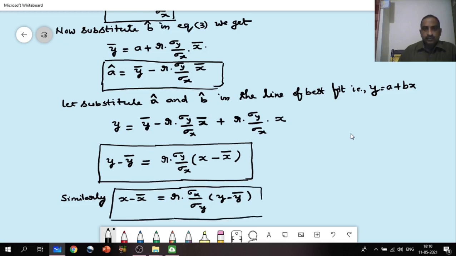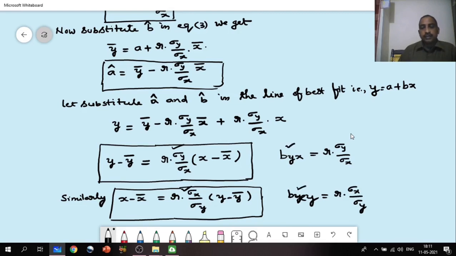So here you observe there are two coefficients. One is this, another one is this. So this is called the regression coefficient of y on x, indicated as byx. Byx equals r into sigma y by sigma x. Another regression coefficient, for the regression line of x on y, equals r into sigma x by sigma y. So this is the regression coefficient of the regression line of y on x, and this is the regression coefficient of the regression line of x on y, right? So thank you.